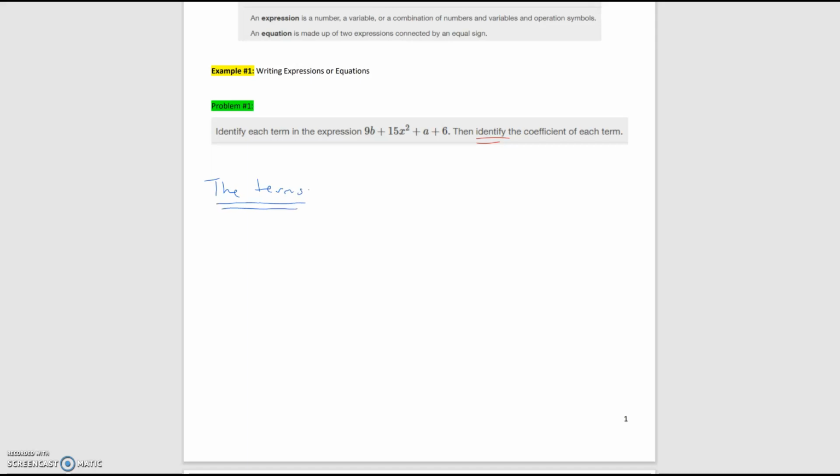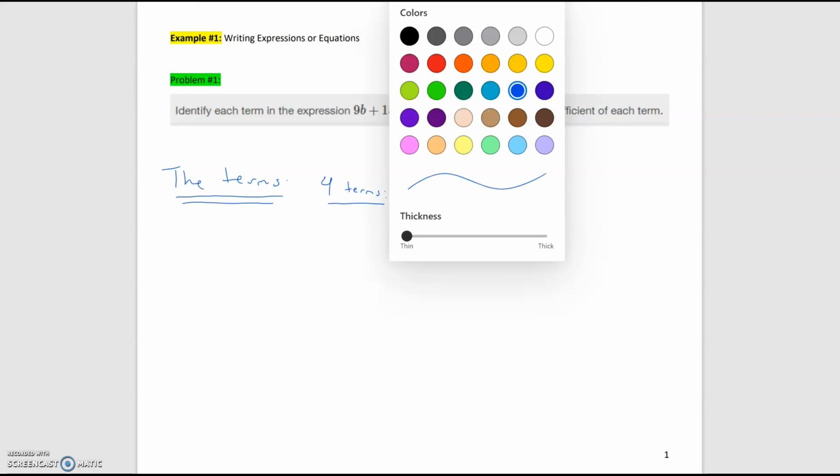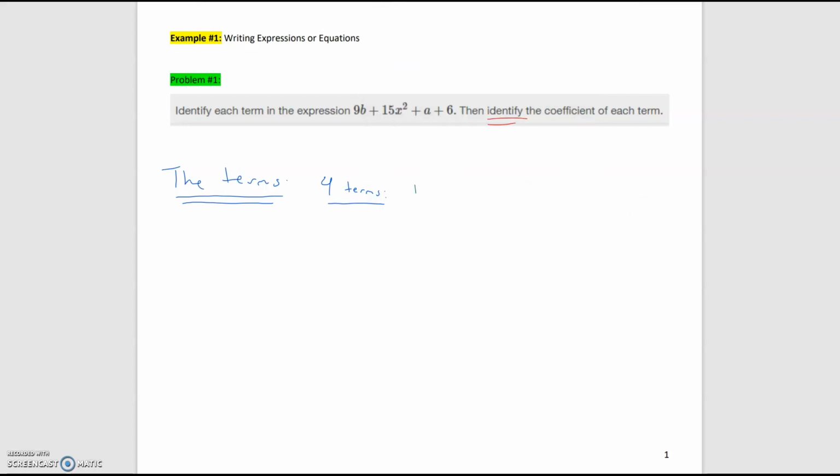The terms are identified by the total number of actual additions and subtractions that we have. So in this case, you're going to have 1, 2, 3, and 4 terms. So 4 terms. Oops, let me rewrite it. Just to make sure it's clear which ones are the terms, your first term is going to be the 9b. The second term is going to be the 15x squared. Third term, it's going to be the a, and the fourth term, it's going to be the 6.